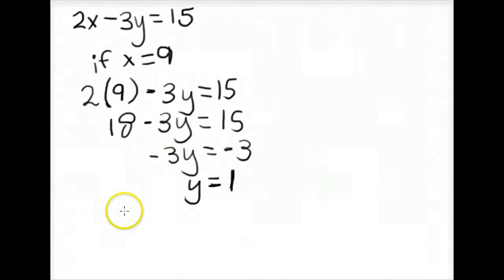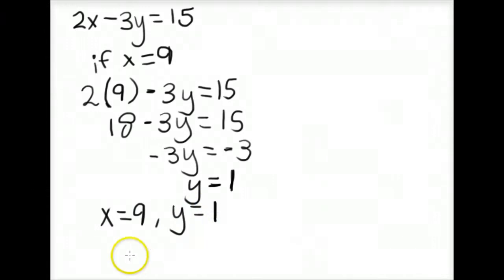So we have two different values for x and y that prove this equation to be true. So we have x equals 9 and y equals 1, and we'll write this as what's called an ordered pair, which uses parentheses, and we use the x coordinate first, which is also sometimes called the abscissa. So we would write that as 9 comma 1. The y coordinate is also called the ordinate, and that is always given second.